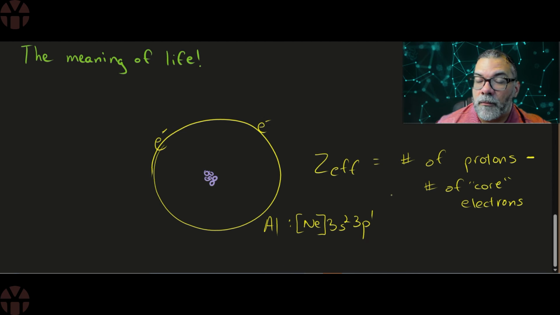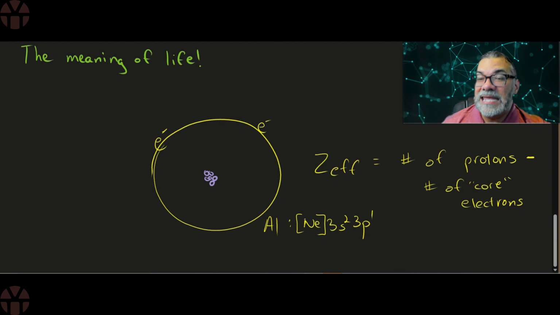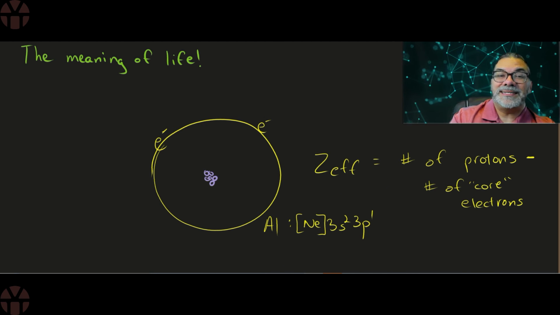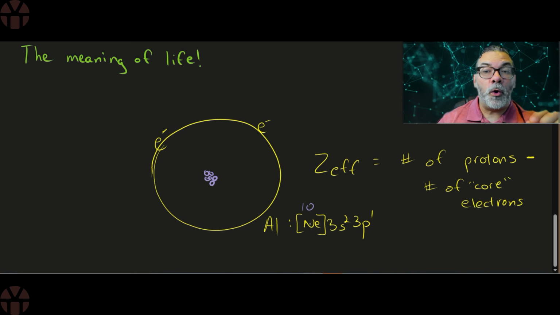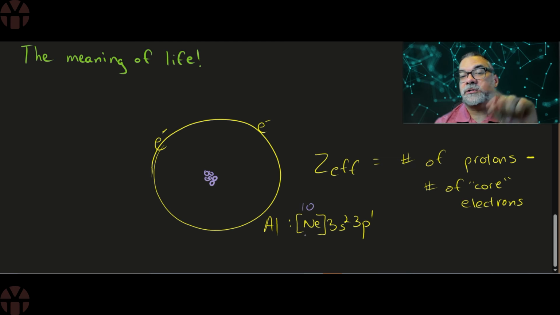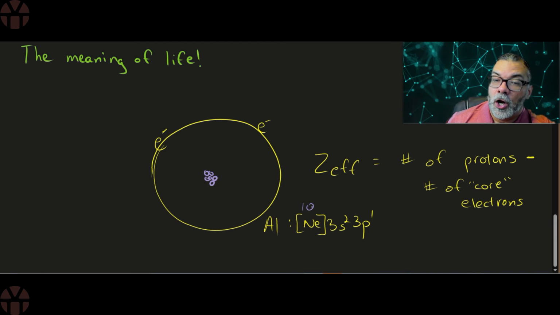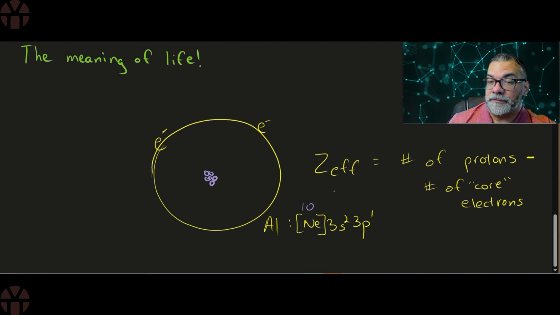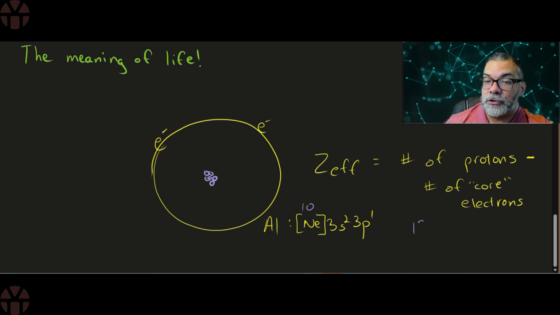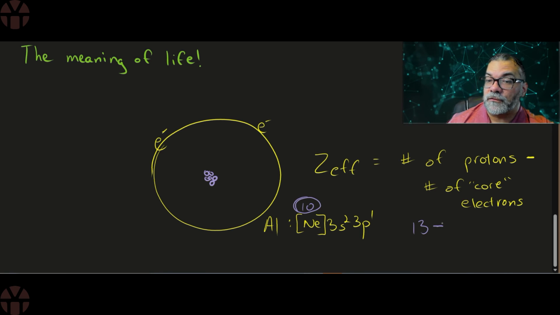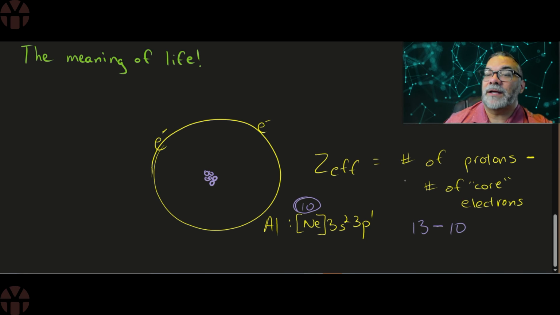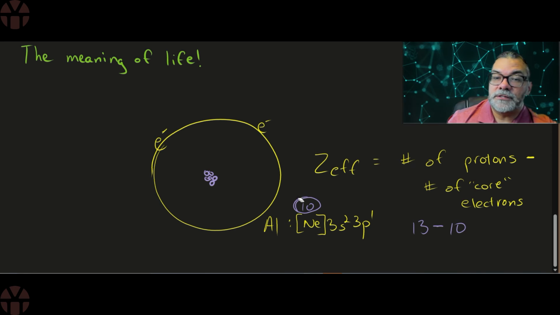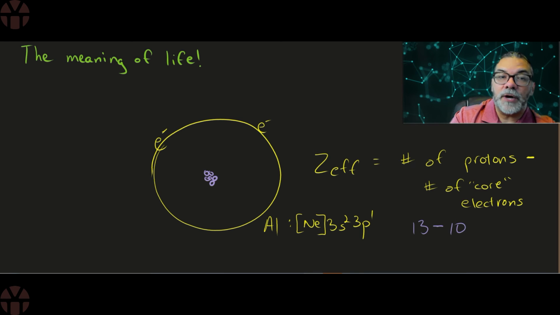So let's see what I'm writing here. Well, what I'm saying is that neon had a total of 10 electrons, and all those electrons were at a lower energy level than the ones in the 3s2 and the ones in the 3p1. So if I wanted the effective nuclear charge of aluminum, I would say it has 13 protons minus these 10 electrons, which would be the core electrons, and so the effective nuclear charge of aluminum is going to be +3.